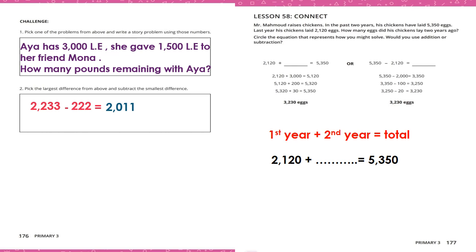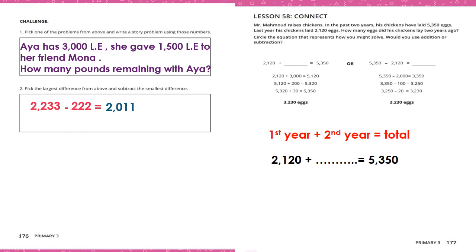The next page, let's start lesson 58 with the connect part. Mr. Mahmoud raises chickens. In the past 2 years, his chickens have laid 5,350 eggs. Last year, his chickens laid 2,120 eggs. How many eggs did his chickens lay 2 years ago? We have two ways. Circle the equation that represents how you might solve. Would you choose addition or subtraction?